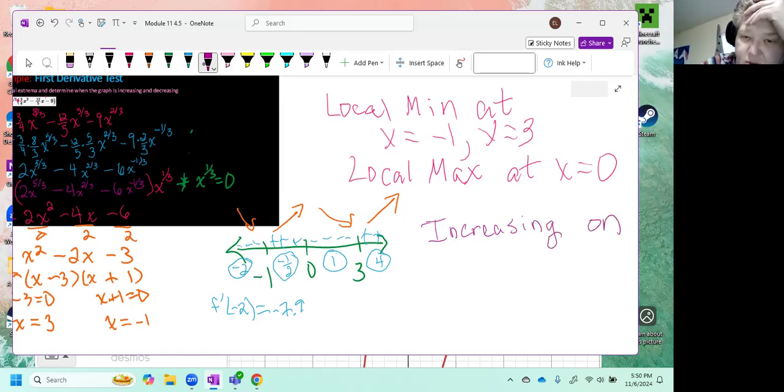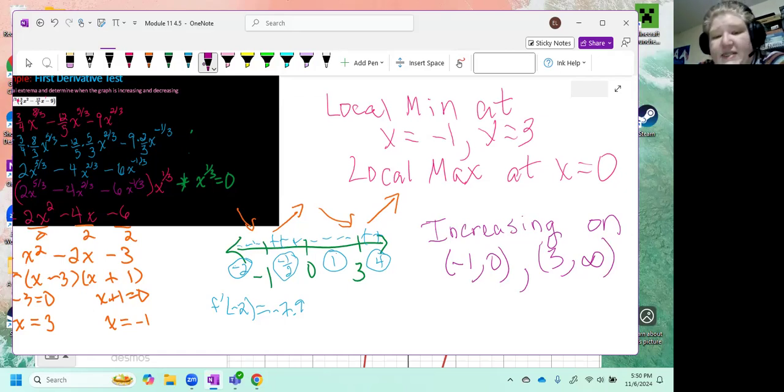So the increasing is from -1 to 0. And my brain is like, and then you stick it together with a U, except our WebWork says, no, I hate U's, I want a comma. So sometimes it'll take the U, but sometimes it gets real pissy. So we'll put a comma. And then it's increasing again from 3 and everything after, so that's up to infinity. Now note, these are all parentheses. At the points themselves, the slope is 0, so it is neither increasing nor decreasing, or the slope is undefined.